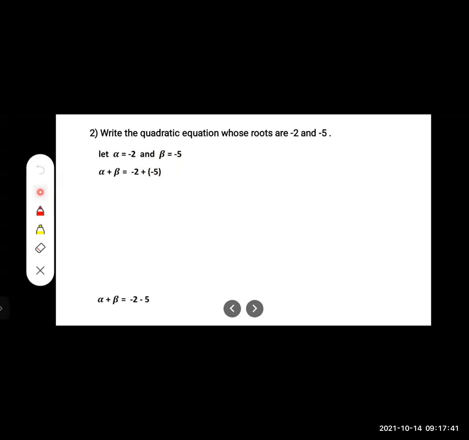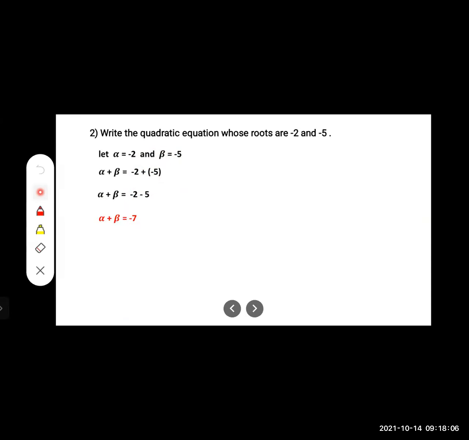So now you see. Alpha plus beta equal to minus 2, as it is you write. Plus into minus, minus. You write 5 over here. Clear, children? Now you see, same sign. What you have to do? Add and put the same sign. So minus 2, minus 5. How much you will get? Minus 7. So alpha plus beta value we got as minus 7.